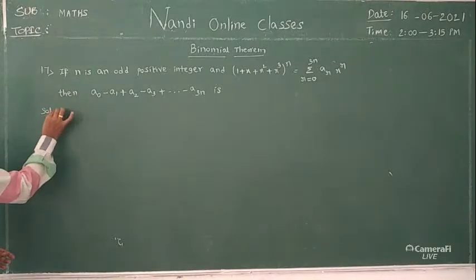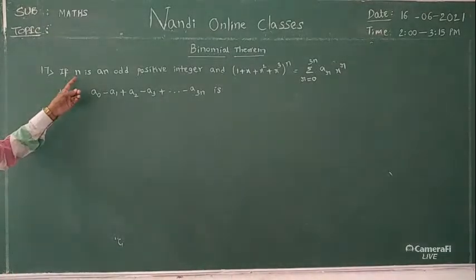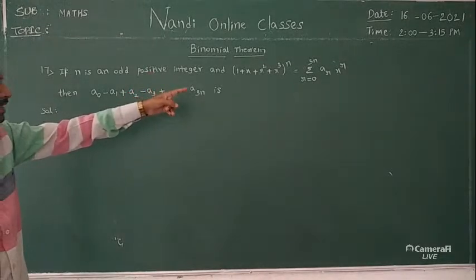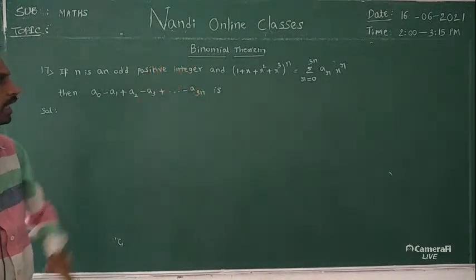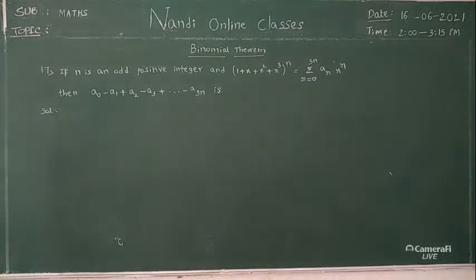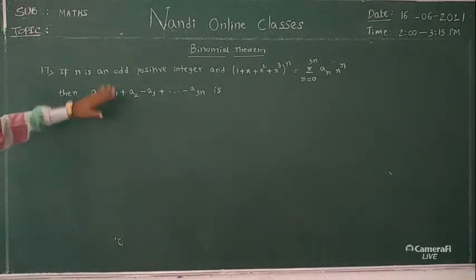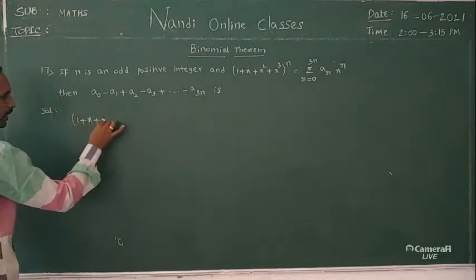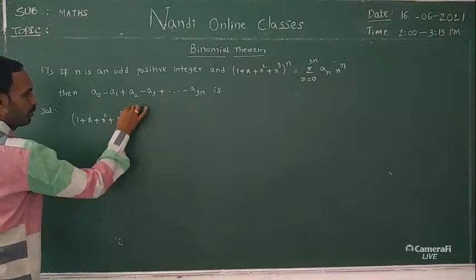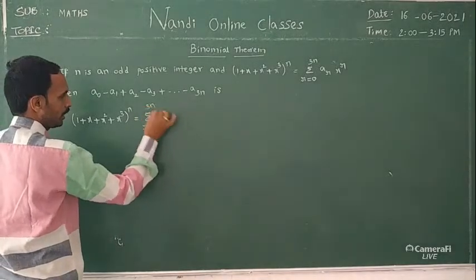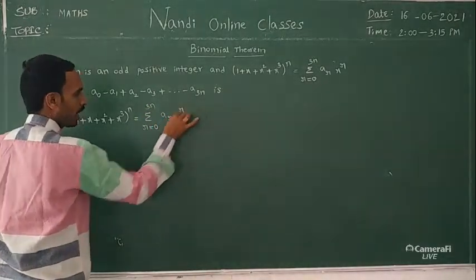Okay, solution. Understand the question. If n is an odd positive integer, n is an odd number, and (1 plus x square plus x cubed) whole power n is equal to sigma r is equal to 0 to 3n ar into x power r, then what is this value? Okay, write that expression. See, (1 plus x square plus x cubed) whole power n is equal to sigma r is equal to 0 to 3n ar into x power r.